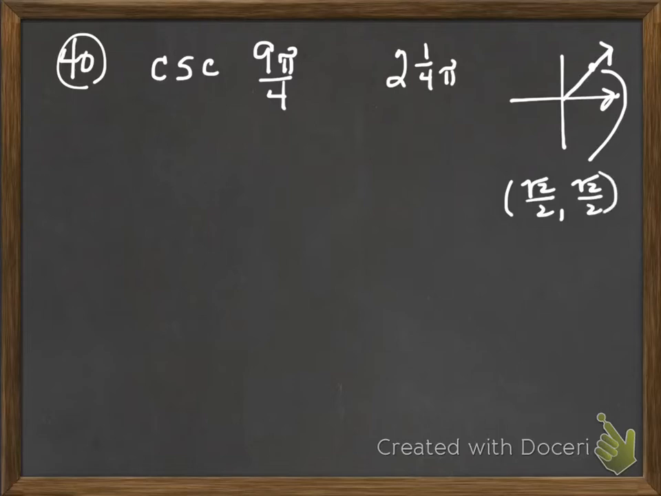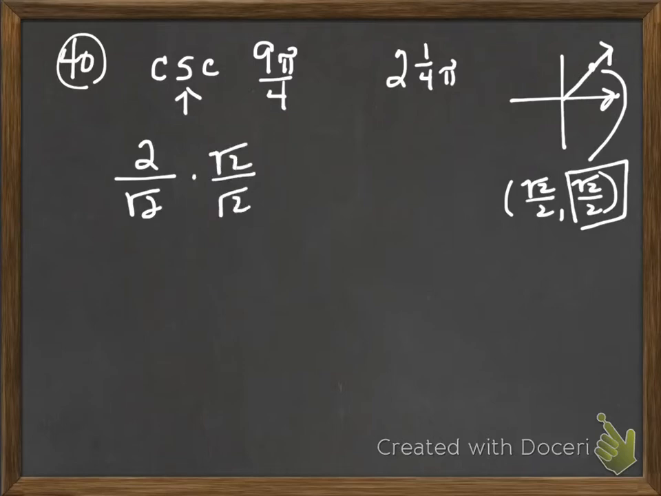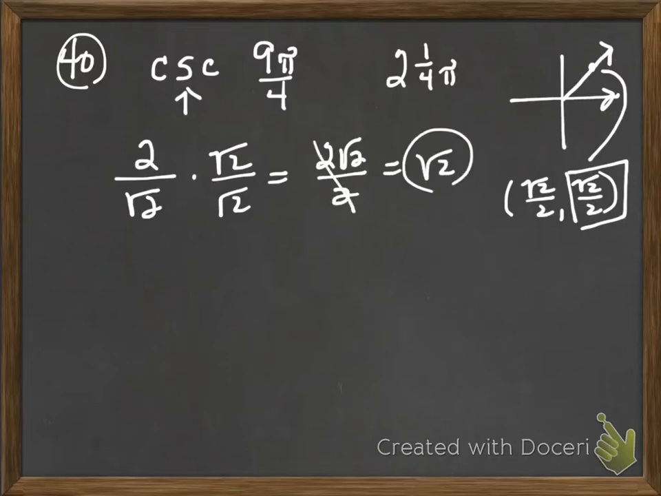And they're asking me for the cosecant of that point, 9 pi over 4. So cosecant is the reciprocal of sine, and sine is the y value. So take the y value of that point, take its reciprocal. Its reciprocal is going to be 2 over the square root of 2. We can't leave a square root in the denominator, so we're going to rationalize. We're going to get 2 square root of 2 over 2. The 2's are going to cancel. And the cosecant of 9 pi over 4 is just the square root of 2.